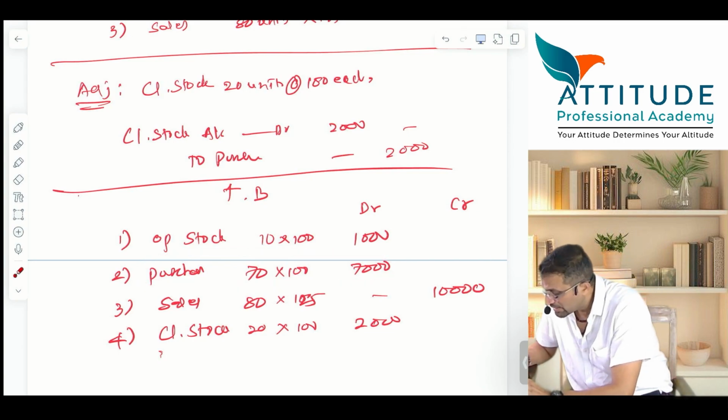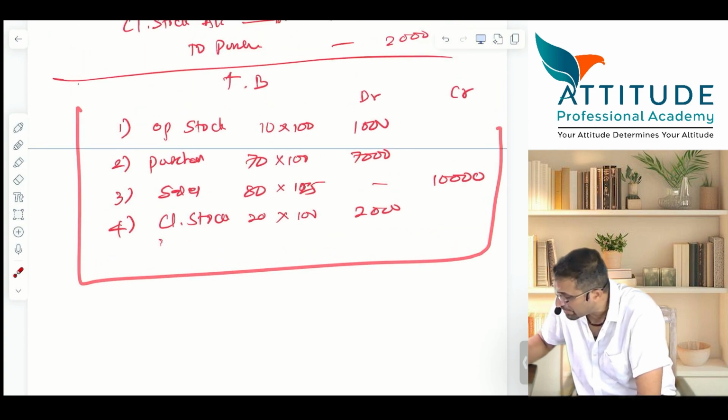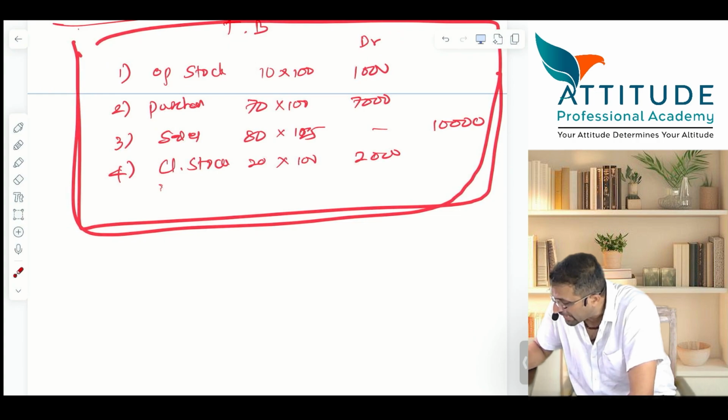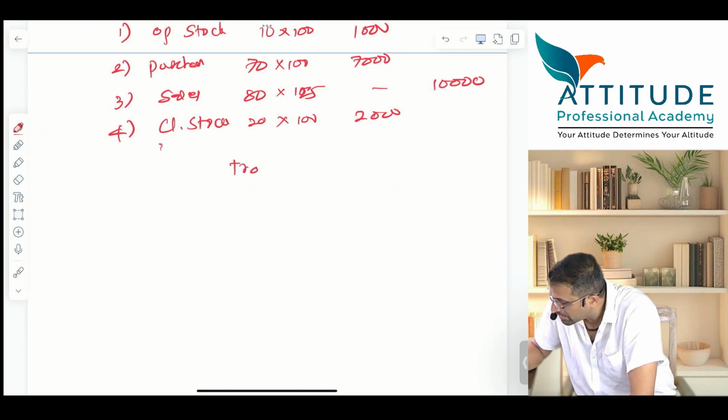Now, ये सम लेके अगर ट्रायल बैलेंस में ऐसा दिया है, अगर ये सम लेके आप क्या करोगे? ट्रेडिंग अकाउंट निकालोगे. Then your trading account will be something like this. Have a look at it. Trading account will be something like this.